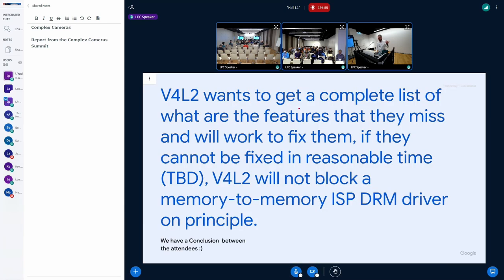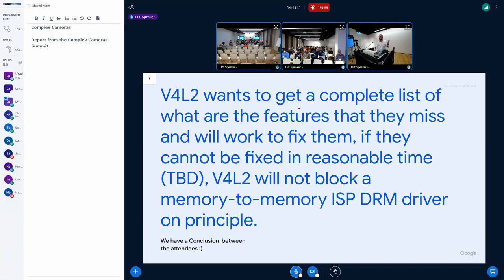And we got a minimal agreement, which is that for V4L2, we want to get a complete list from vendors of what are the features, the technical things that are missing in V4L2 to support complex cameras. We want to fix it. And if it cannot be fixed in a reasonable amount of time, we will not block memory-to-memory ISP drivers in the DRM subsystem, in principle, assuming the DRM people want it. We cannot block this development for years just because we cannot have the same performance, the same features.